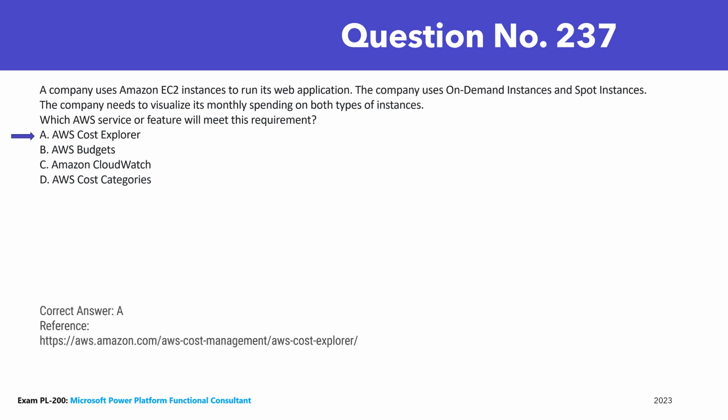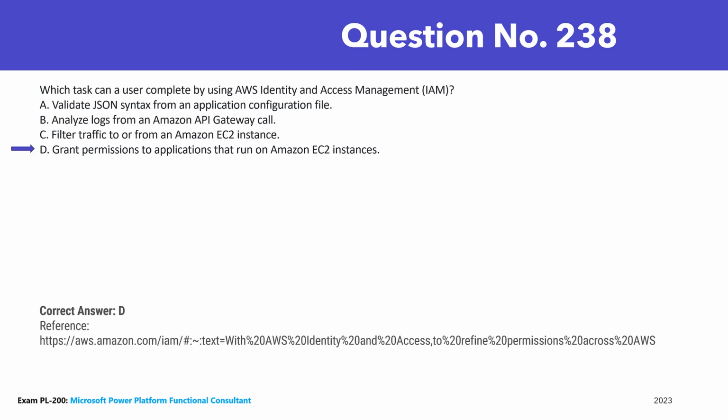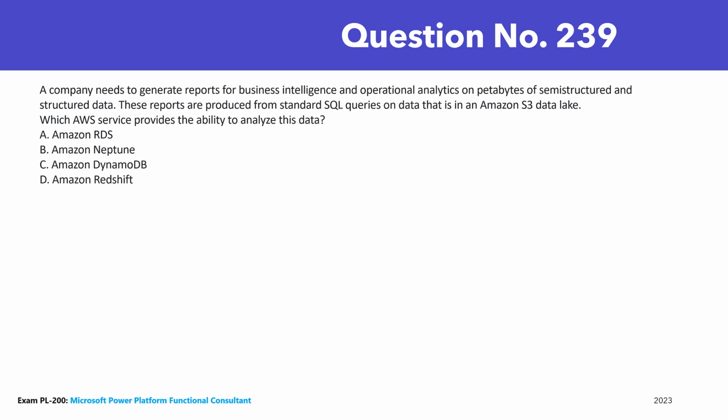Which task can a user complete by using AWS Identity and Access Management, IAM? A. Validate JSON syntax from an application configuration file. B. Analyze logs from an Amazon API Gateway call. C. Filter traffic to or from an Amazon EC2 instance. D. Grant permissions to applications that run on Amazon EC2 instances. Correct answer, D.